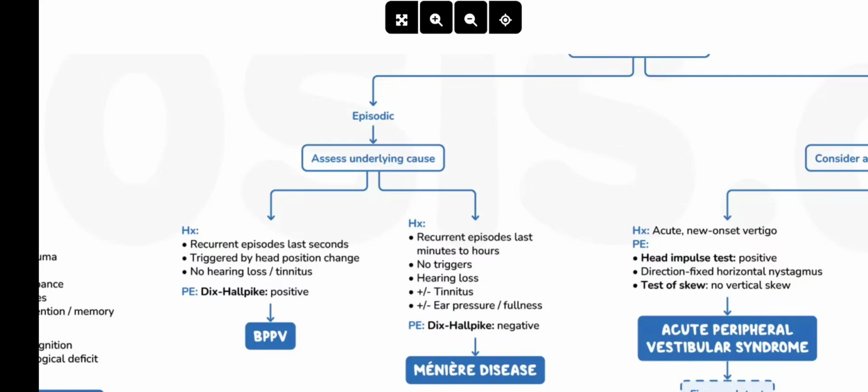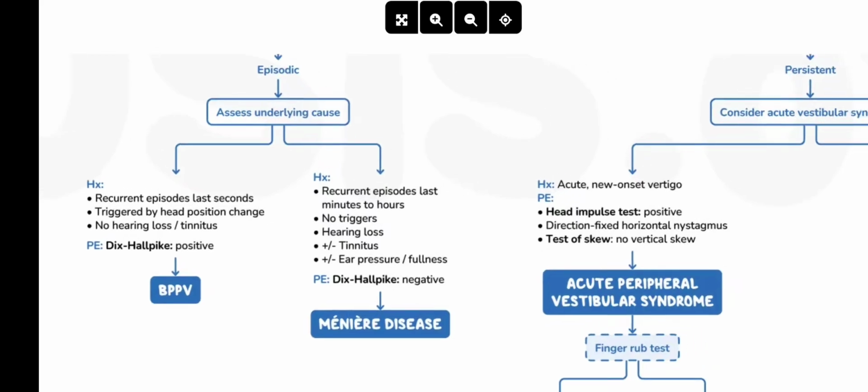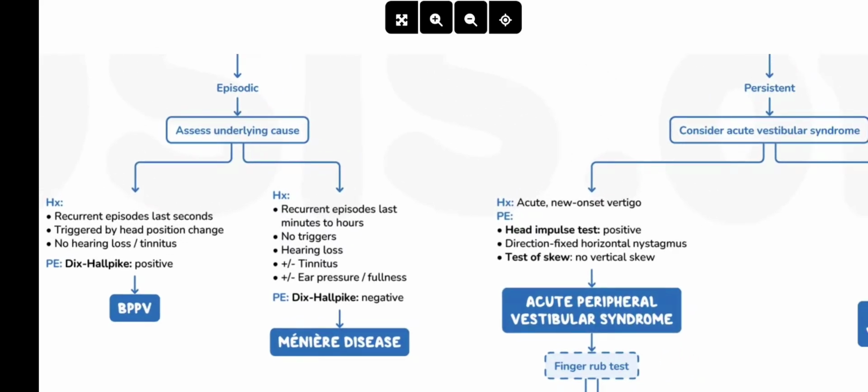If you keep the head still, then there will be no vertigo. But if it's episodic, a recurrent episode lasts minutes to hours but has no trigger factor, your head is still but you are still getting the vertigo, with hearing loss and maybe tinnitus. It happens because of your endolymphatic system fullness. Okay, so your ear might feel pressure.